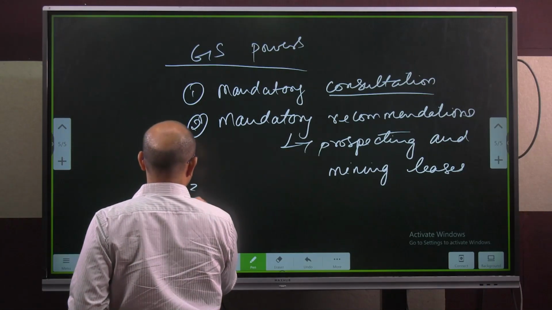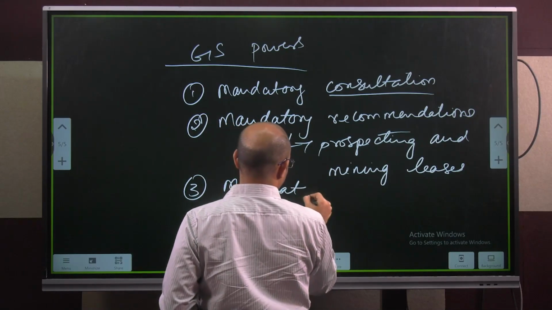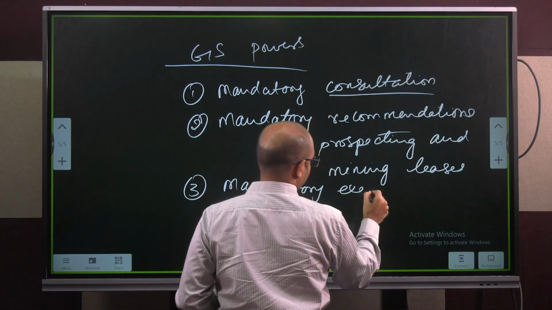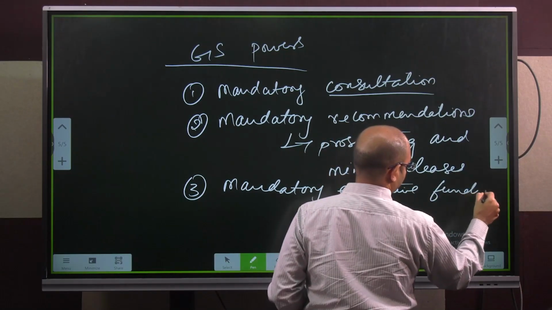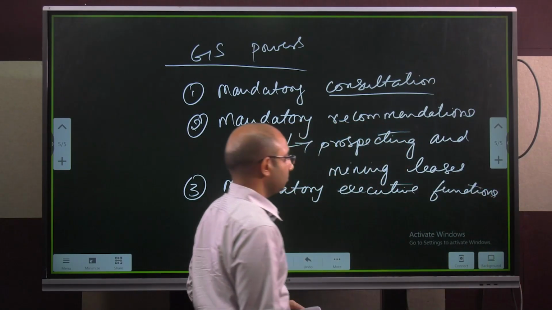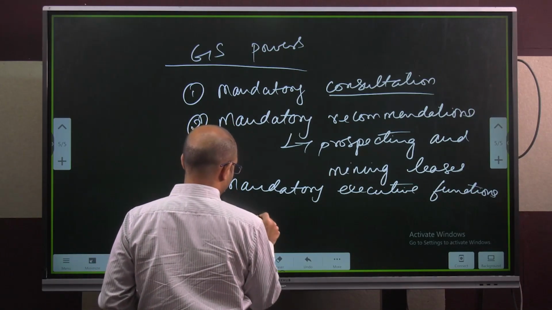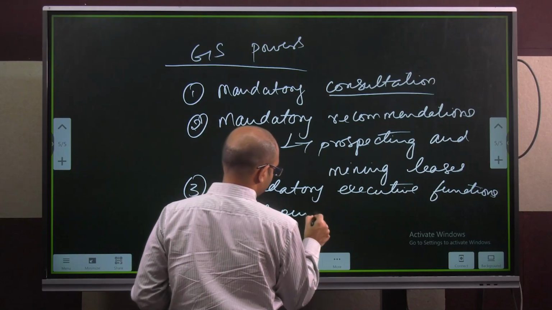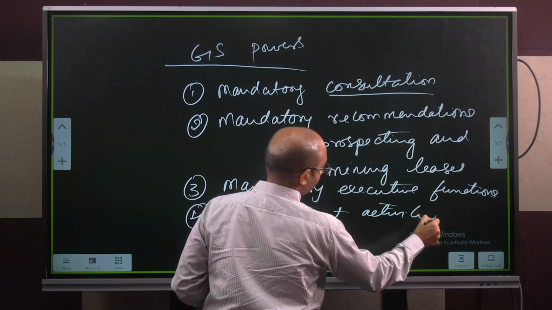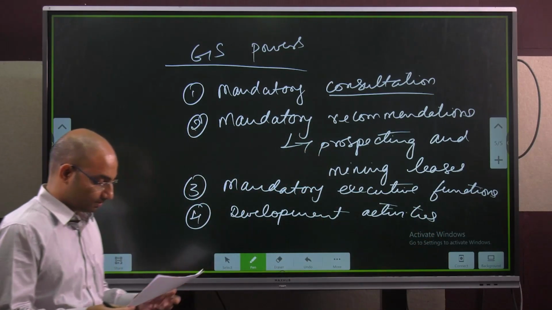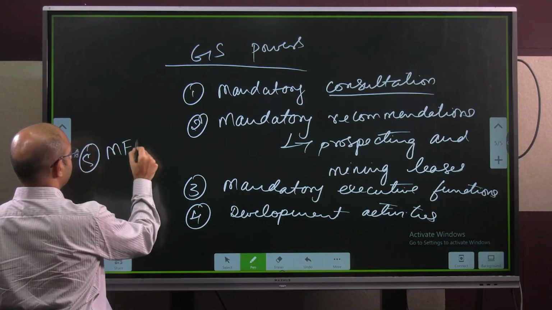And then Grama Sabha is also given some mandatory executive functions, such as approving development plans, giving utilization certificates, and taking up some developmental activities. It also has the rights over monitoring developmental activities like roads and all of this. And finally, it is also given control over minor forest produce. Please write MFP. MFP is a major issue. Grama Sabha should also have powers over MFP.